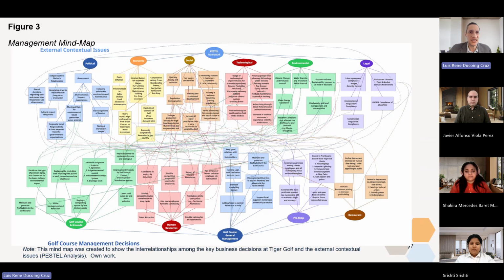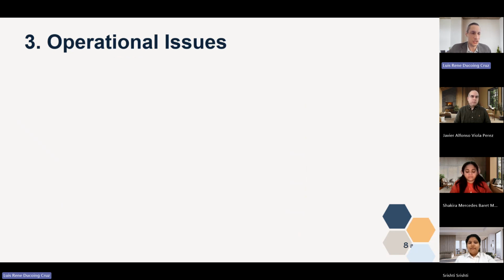It's really complex because each decision that we took impacted in some way any of these dimensions. So as you can see, it's really complex, but it shows how everything is related. Now, Srishti is going to talk about the operational issues that we faced. Thank you so much, Luis.